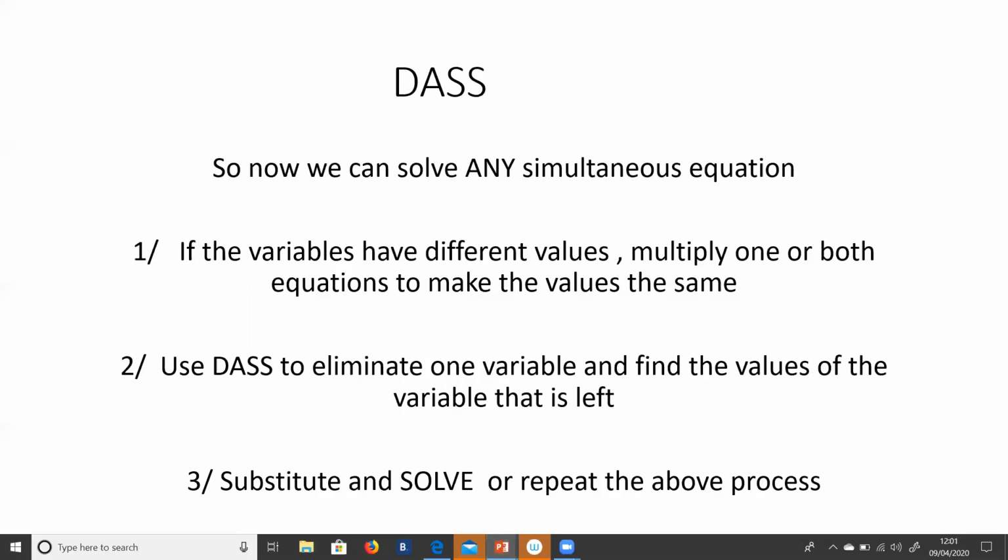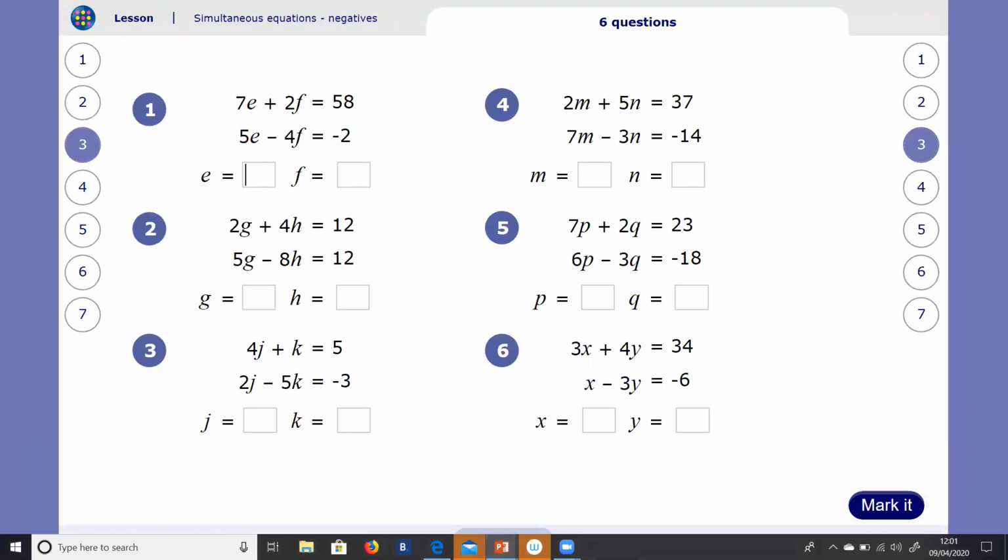So finally, it is time for you to have a go. So get your pen and paper ready and write these down. Then pause the video, because in a few moments, the answers are going to be shown to you. So just pause the video, write down, and away we go.